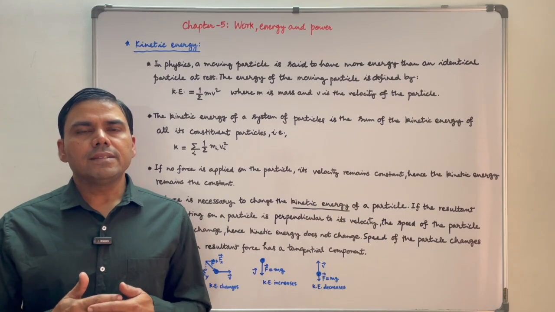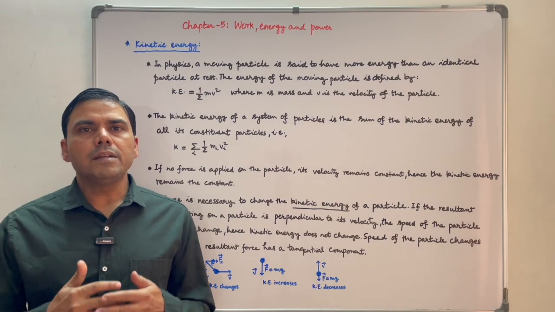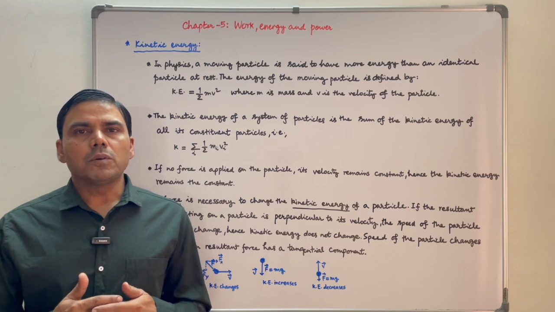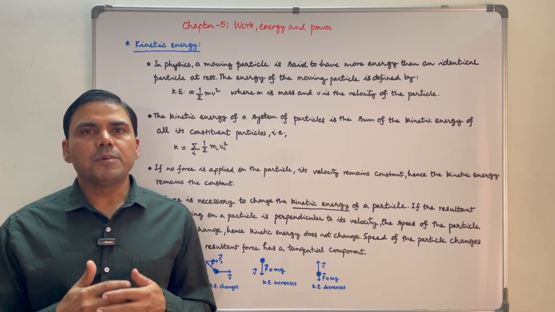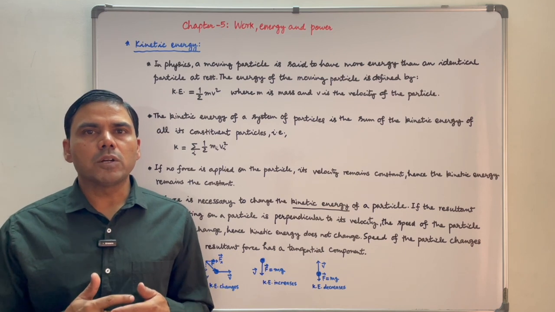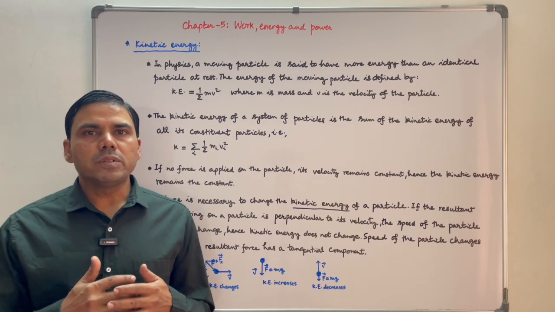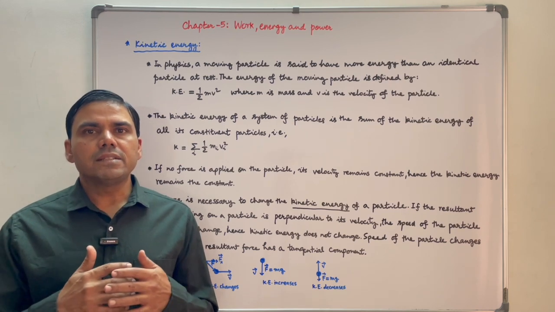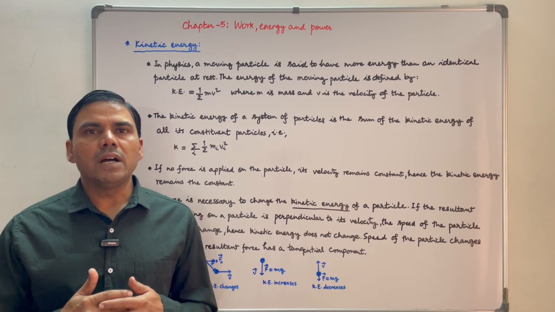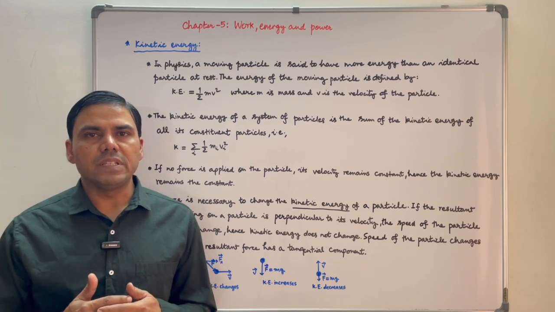Hello children, let us start work, energy and power. First we will talk about kinetic energy. In our previous classes, we have studied about kinetic energy and the formula to calculate it. Suppose a particle having mass m is moving with velocity v. Then its kinetic energy is given by the formula K = 1/2 mv².